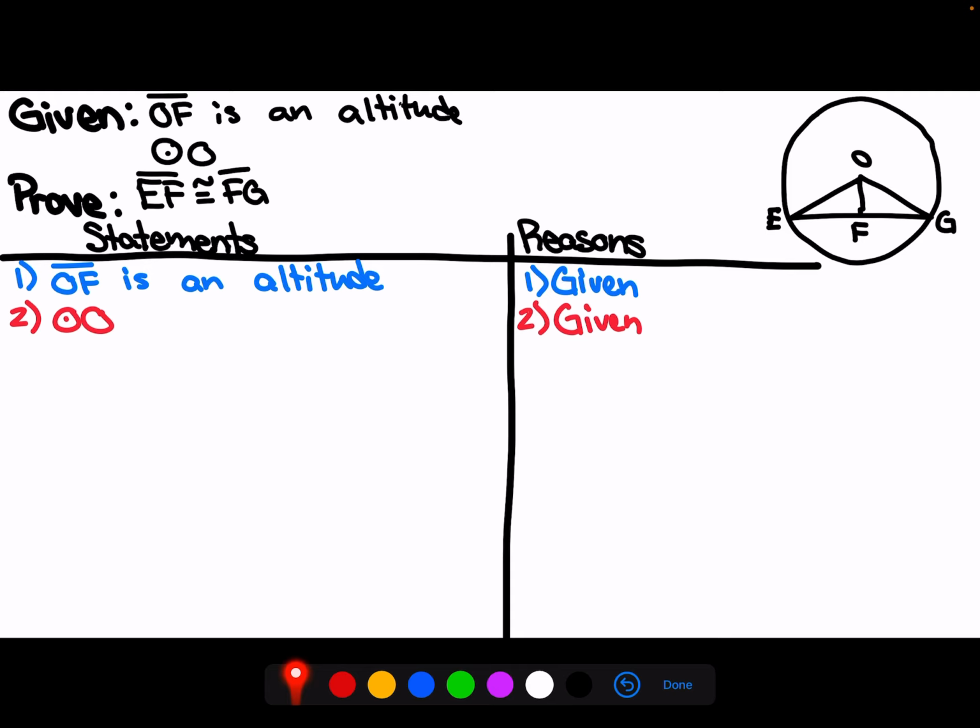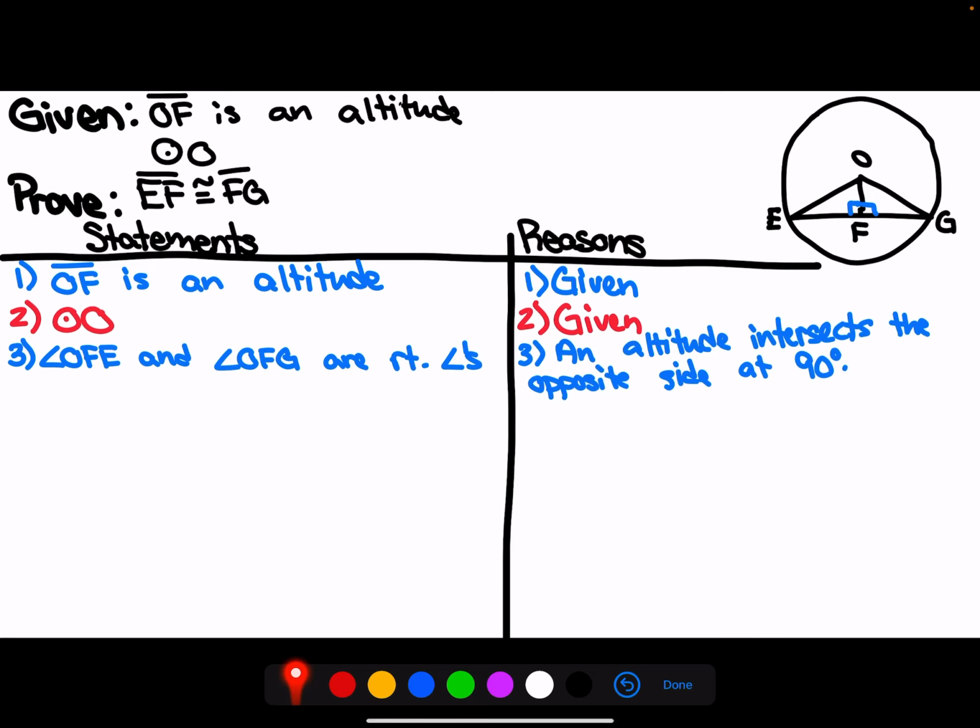From here, the definition of an altitude says that it goes from one vertex of a triangle and intersects the opposite side at 90 degrees. It's perpendicular to the opposite side. So therefore, I can say angle OFE and angle OFG are right angles. And that is by the definition of an altitude. An altitude intersects the opposite side at 90 degrees.